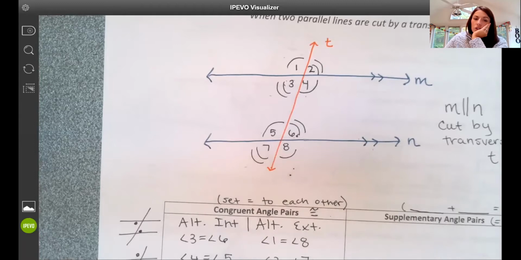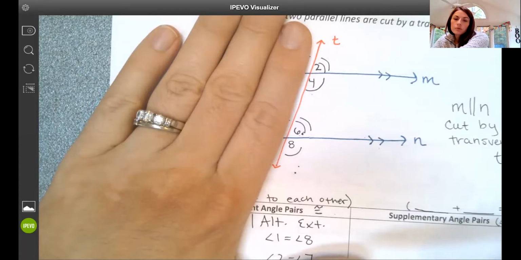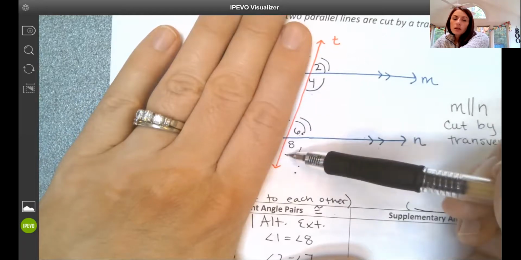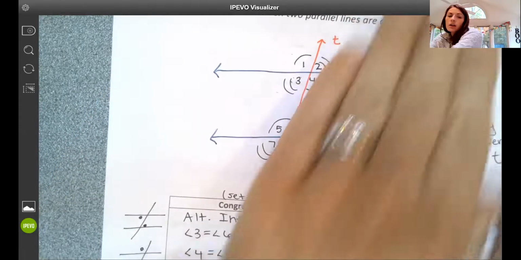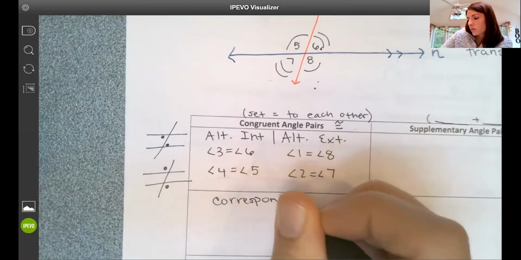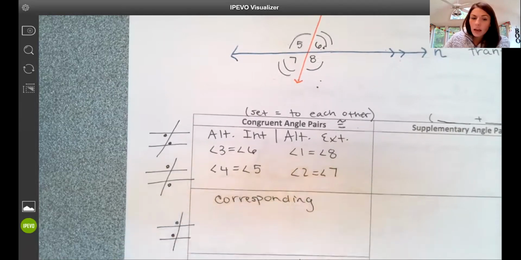What other angle relationship produces a congruent angle pair? Anyone see it? I'll cover up one side. Corresponding, yeah. So 1 in, 1 out, those are the same. 1 in, 1 out here, those are the same, and same on the other side. So our corresponding angles are also congruent. So corresponding, 1 in, 1 out.